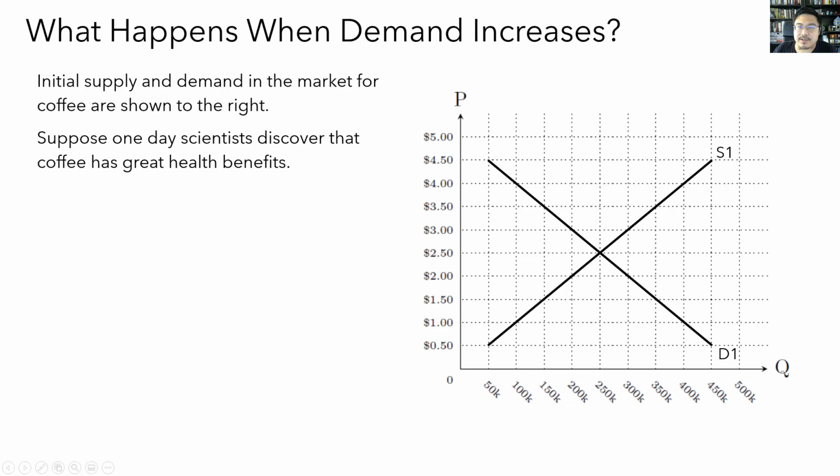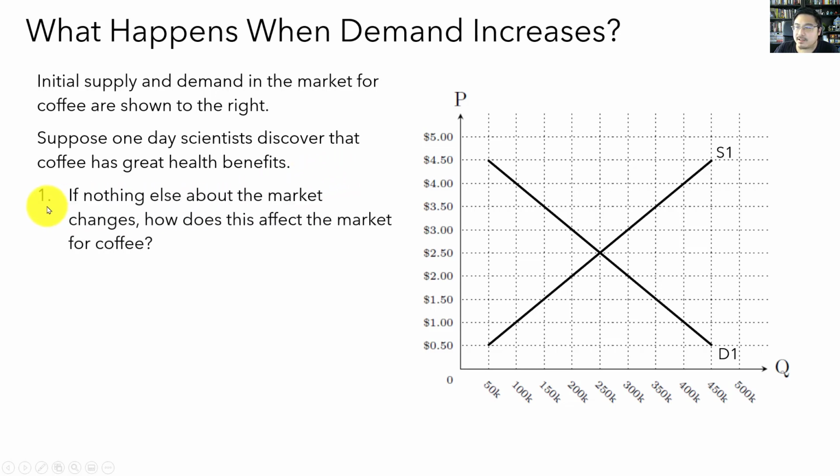So let's start with an example that shows what happens when demand increases. This diagram on the right shows the initial supply and demand curves for coffee. Based on these initial curves, the initial price is $2.50 and the initial quantity traded is 250,000. But suppose one day scientists discover that coffee actually has great health benefits. In fact, let's suppose that scientists are now recommending that everyone should be drinking coffee daily. The question we're going to ask is, assuming nothing else about the market is changing, how does this discovery affect the market for coffee?